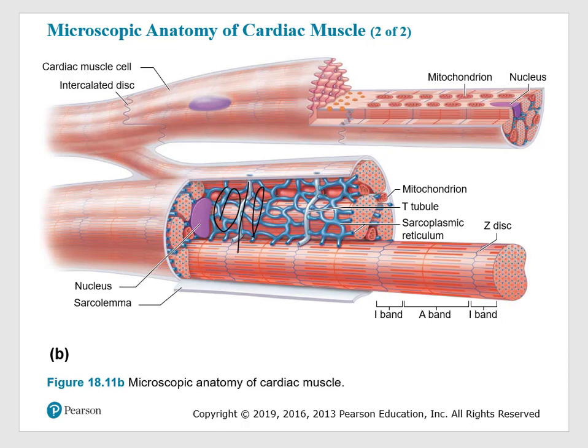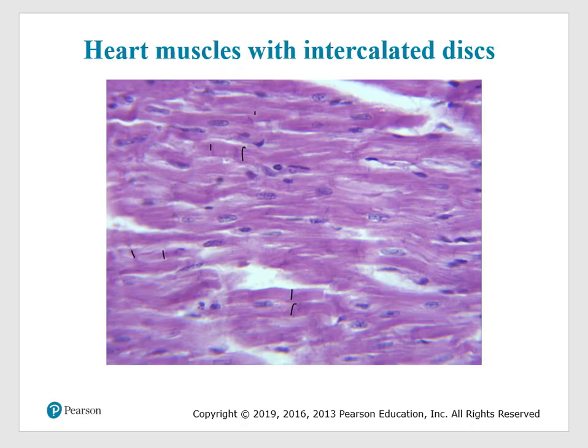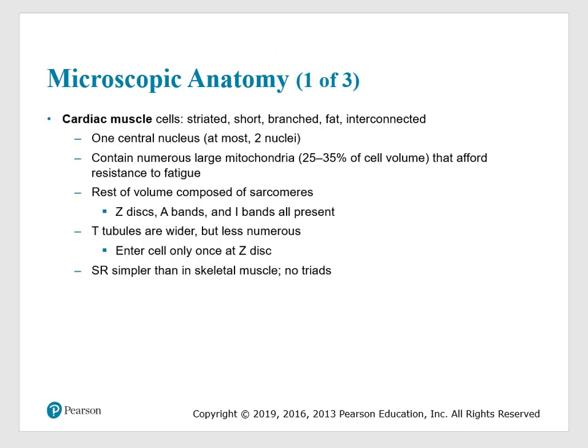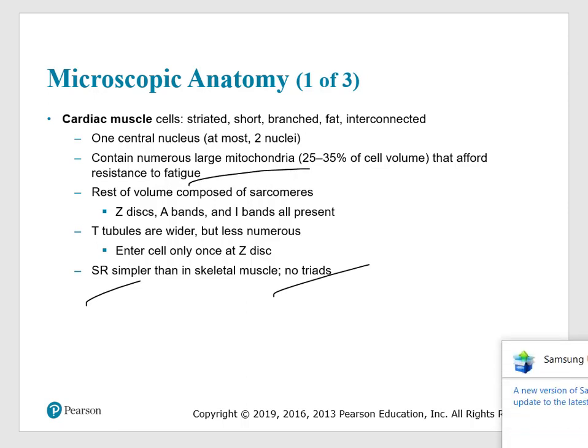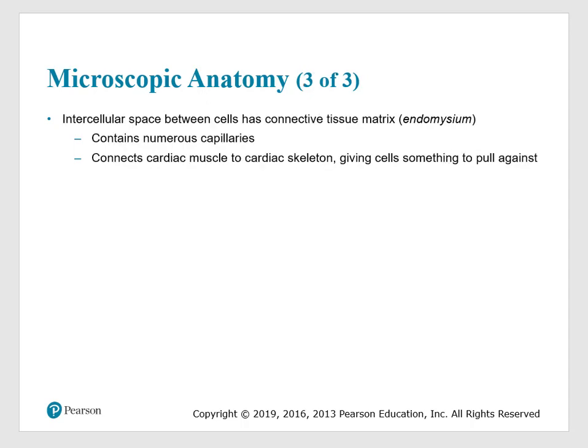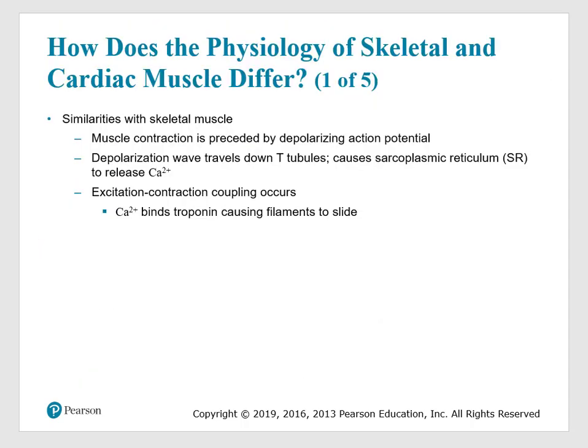You have a lot of mitochondria because, again, the heart never stops beating. T-tubules are very simple. There are not that many of them. You have no triads. The sarcoplasmic reticulum is very simple. A large amount of mitochondria are found in your cardiac muscles, and one or two nuclei are seen. So those are all the main differences that you see microscopically in them.